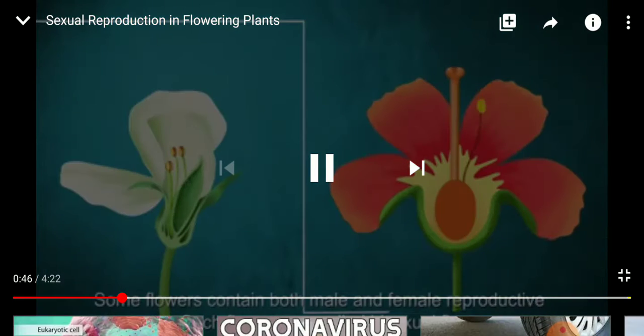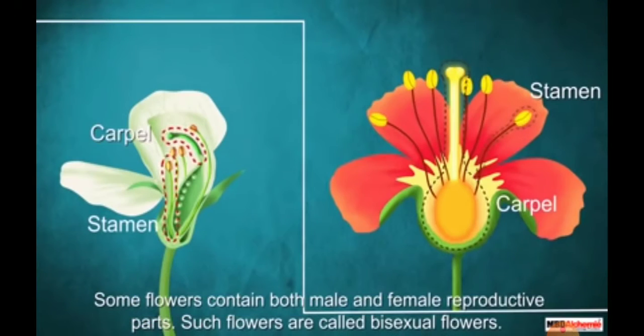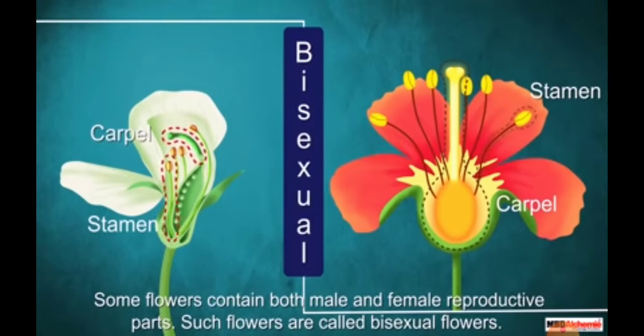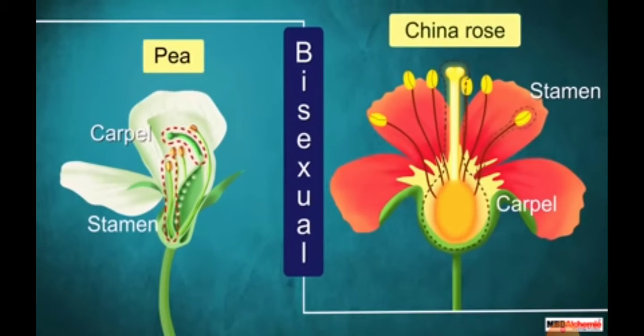Firstly, flowers that contain both male and female reproductive parts are known as bisexual flowers. For example, hibiscus, or you can say China rose. Okay, these flowers contain both male and female reproductive parts. As you can see here in this animation, pea and China rose are examples of bisexual flowers.